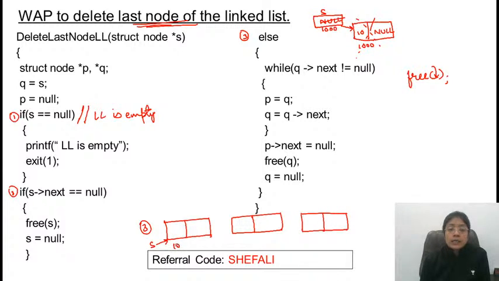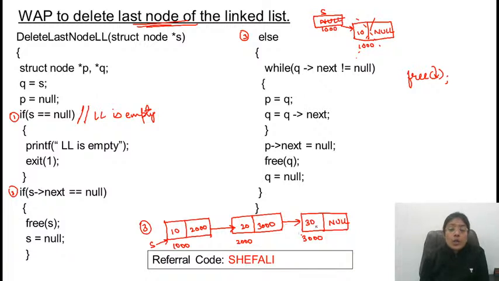So let's assume that this node was created at location 1000, this was created at 2000, this was created at location 3000, and this is pointing to null because this is the last node of the linked list. This is holding the address of the next node, that is 2000, this is holding the address of the next node, that is 3000, and let's assume that the data is 10, 20 and 30.